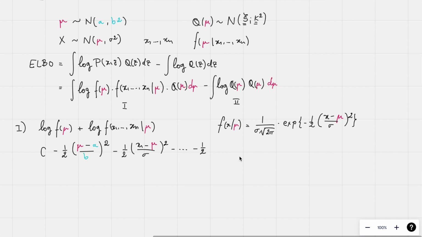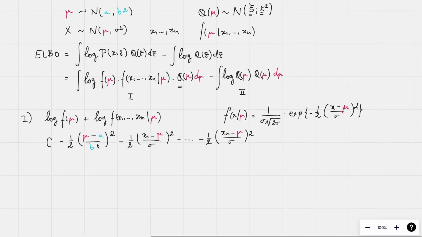So the last one is ((xn minus mu) divided by sigma) squared. So this is what we have inside this part of the integral. It looks like this. So that's part number 1.